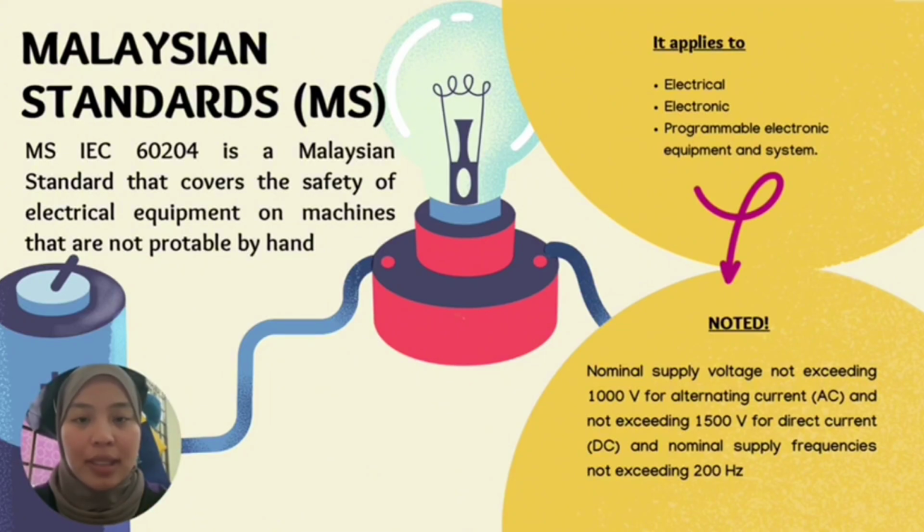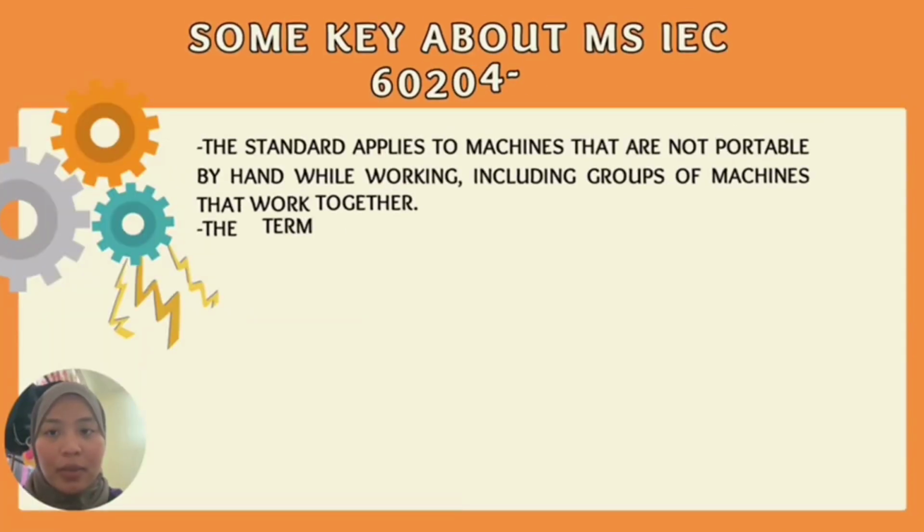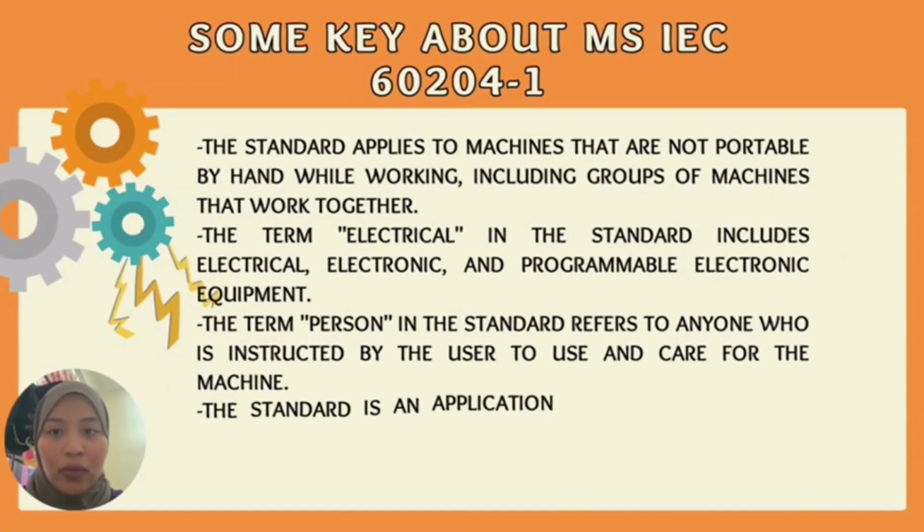MS IEC 60204 is applied to electrical, electronic, and programmable electronic equipment and systems for machines that are not portable by hand while working. The nominal supply voltage does not exceed 1,000 volts for alternating current AC, and does not exceed 1,500 volts for direct current DC, and the nominal supply frequency does not exceed 200 Hz.